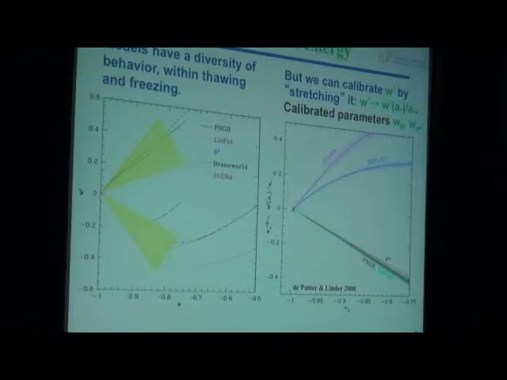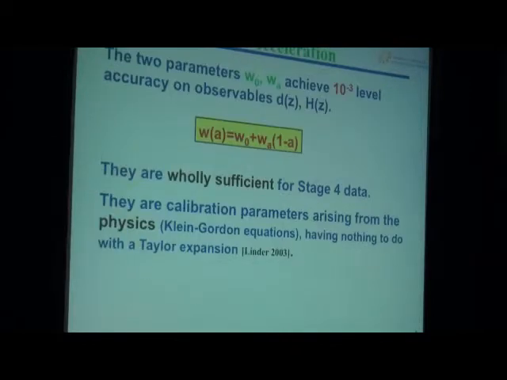So this is work that Roland de Putter did. Roland is here at this conference. And you see we get these nice calibrated relations. And we've been very successful then at using only two numbers. And so this is a thing that makes it much easier to compare to observations.